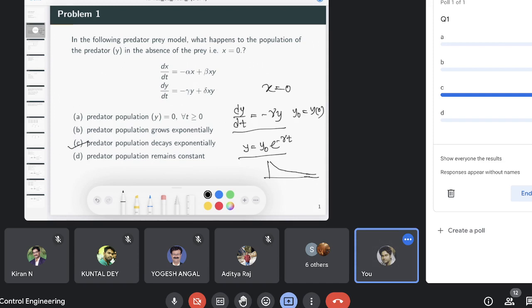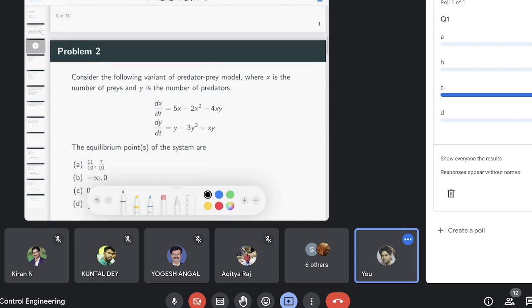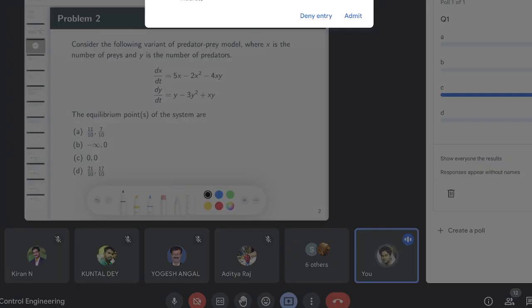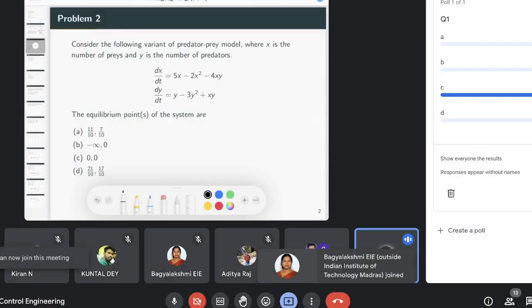Then we can move to the next question. Again we have a prey predator model, but it's somewhat modified, in that we relax some assumptions. In this model you have to find the equilibrium points. The equilibrium point means that if your system is there, that is, your prey and predator numbers are such that the system will remain there without any external disturbance or external input. So you have to find the equilibrium for this.